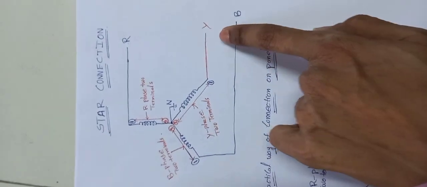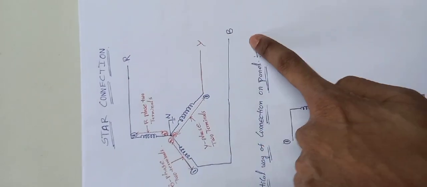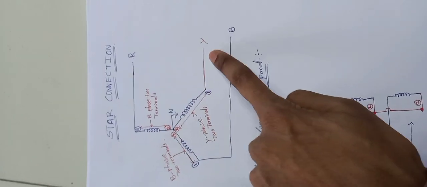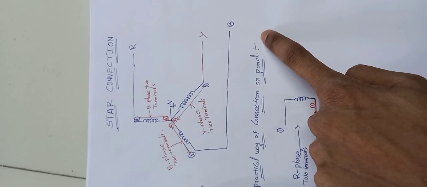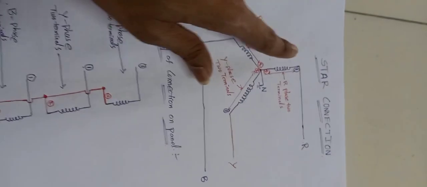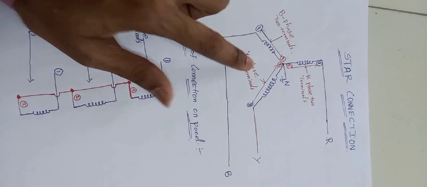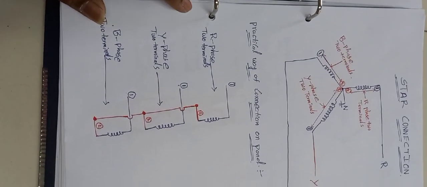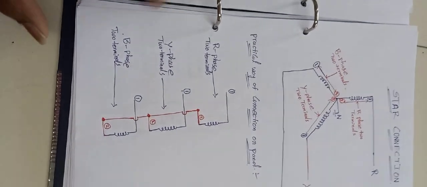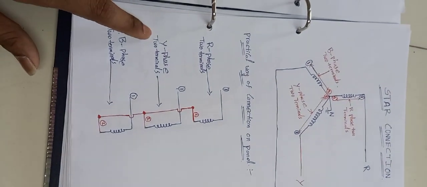So here R, Y, B are the three phases. Why are we mentioning R, Y, B? It is the universal representation: red, yellow and blue for the three phases. You can observe the bottom side. This one is the theoretical way of a three-phase star connection, but this one is the practical way of connecting on a panel, in the sense of how we connect a star connection in the panel. So same here, this is the R phase, this is the Y phase and the B phase.